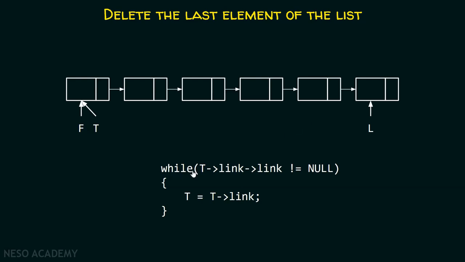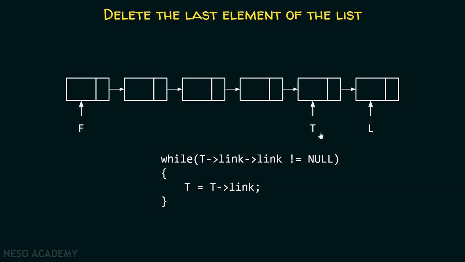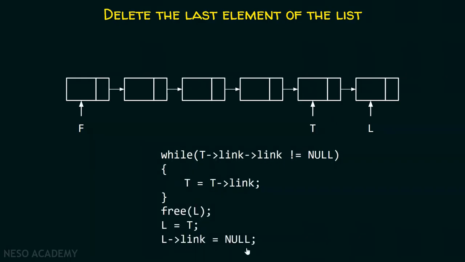That is why in the while loop, we are checking this condition, is t link equal to null? If it is the case, we'll get outside of this loop. Otherwise, we'll continue. So with this traversal procedure, eventually the t pointer will point to the second last node of the list, because here you can see that t link becomes null. So it stops here. And then after that, we'll use these 3 lines of code. We'll free the last node, and then we'll update the L pointer so that it can point to the second last node of the list. And then after that, we will make the link part of this node null. That is what we are doing here. In this way, we would be able to delete the last element of the list.